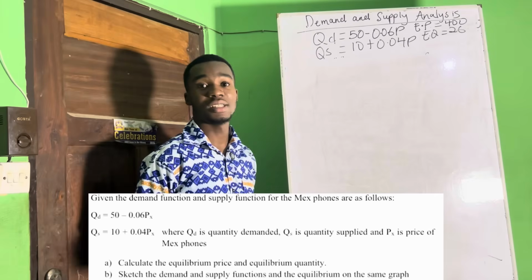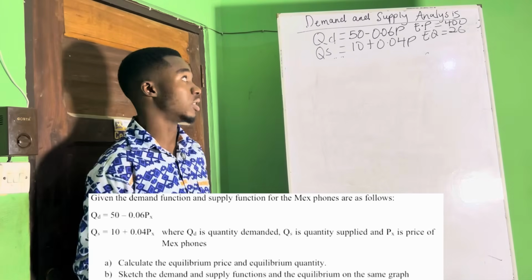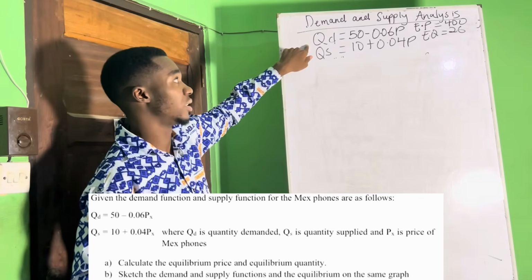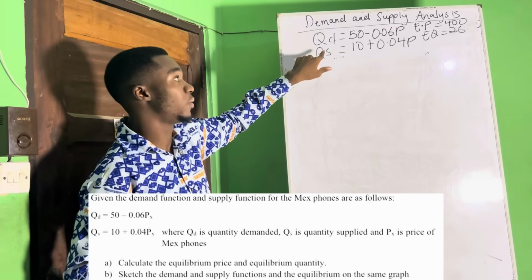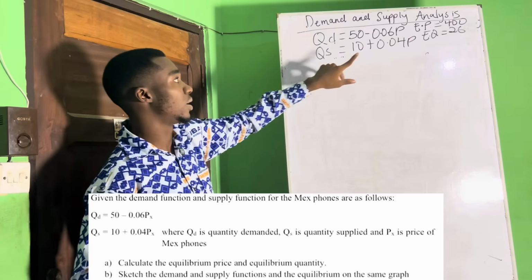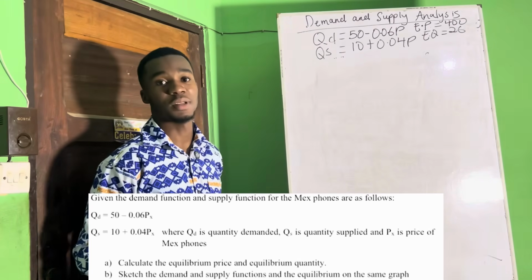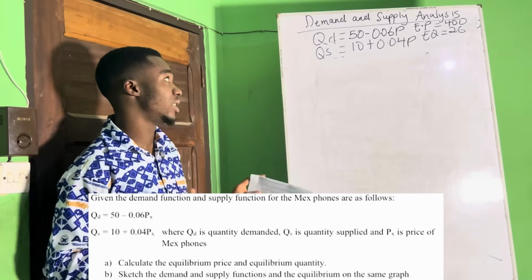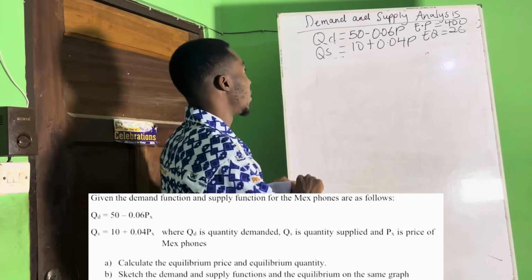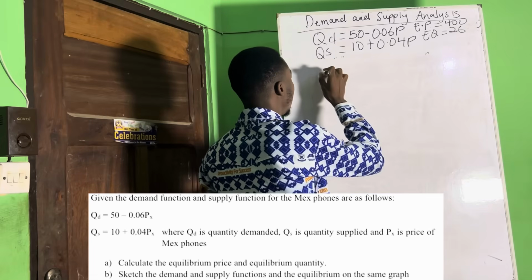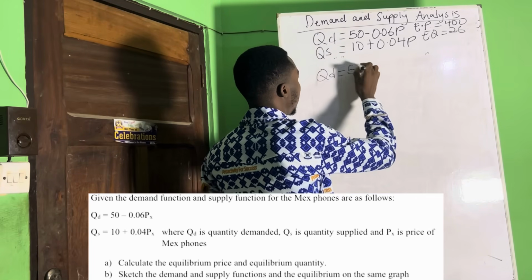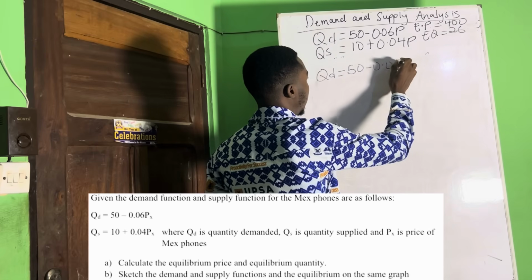What I'm trying to say is that for the demand and the supply function, you're going to get 2 points. You're going to get the price for the demand function. You're going to get the quantity for the demand function as well. Then for the supply function, you're also going to get a price and a quantity. So when they give you something like this, we are supposed to sketch the demand and the supply function. First, take the demand function. They said for the demand function, quantity demanded is equal to 50 minus 0.06p.